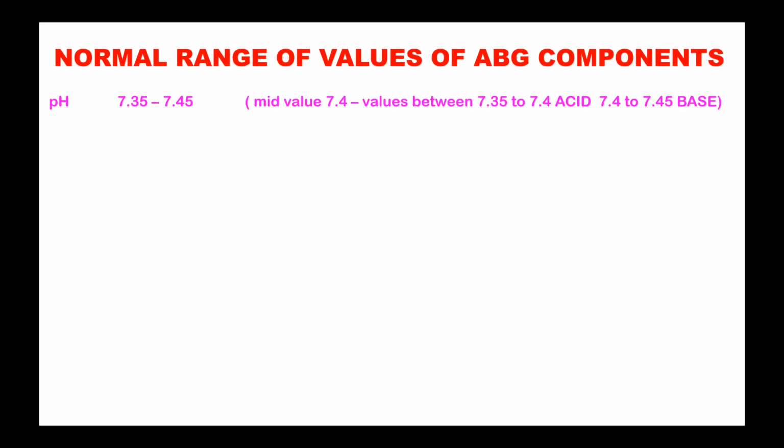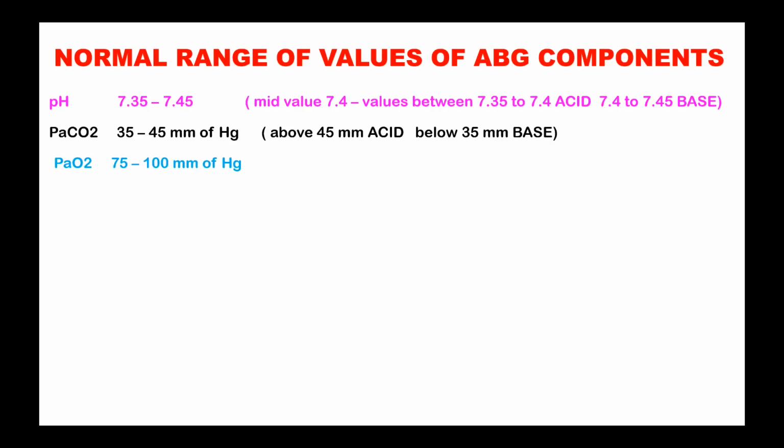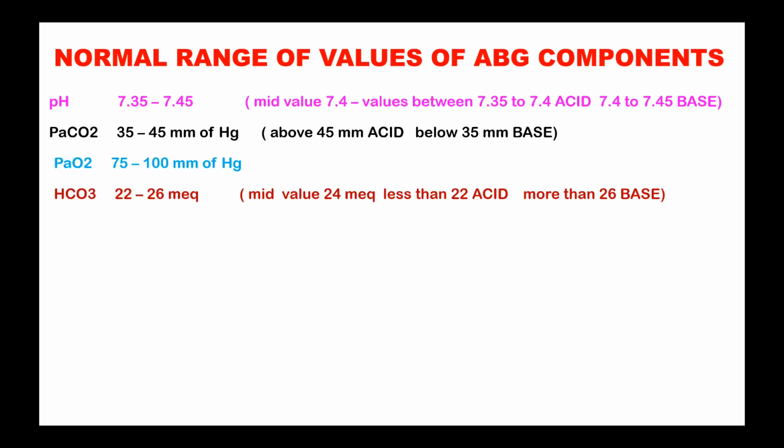What is the value for pH? 7.35 to 7.45. Okay, what is the value for PCO2? 35 to 45 millimeters of mercury. What is the value for PO2? 75 to 100.